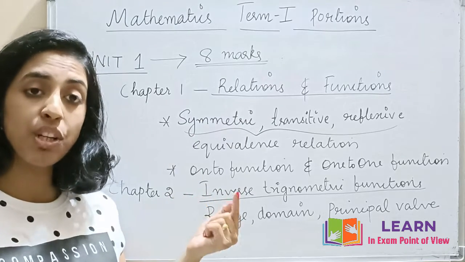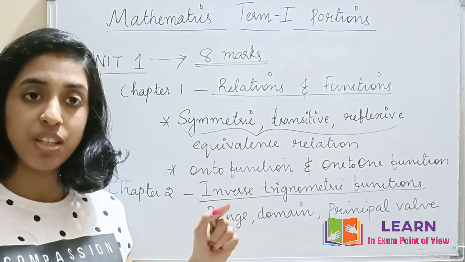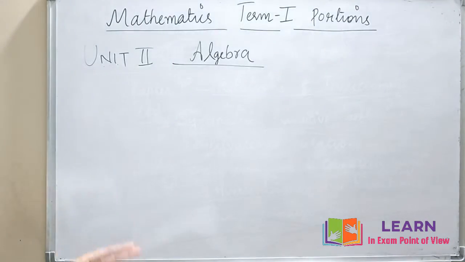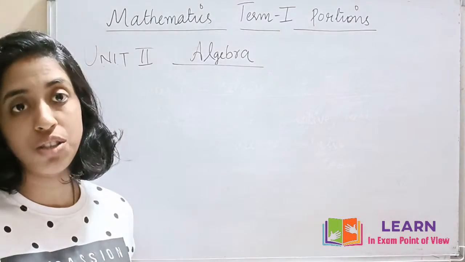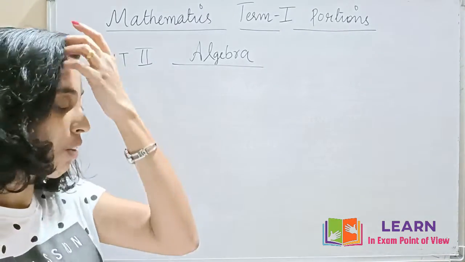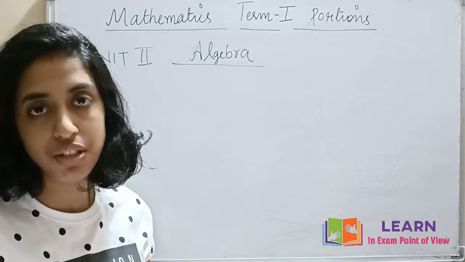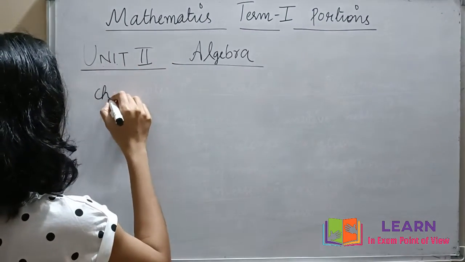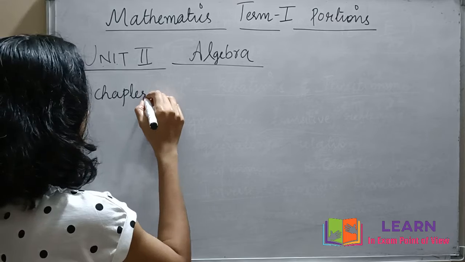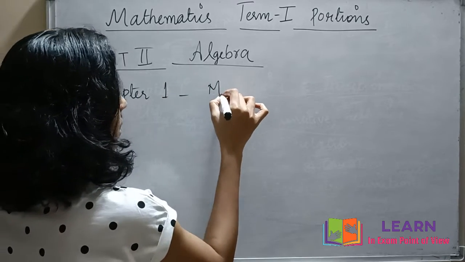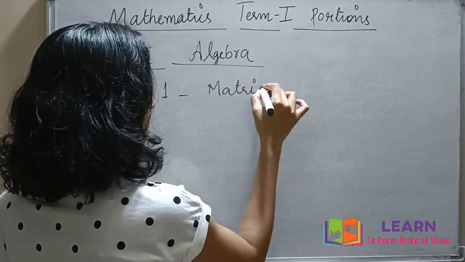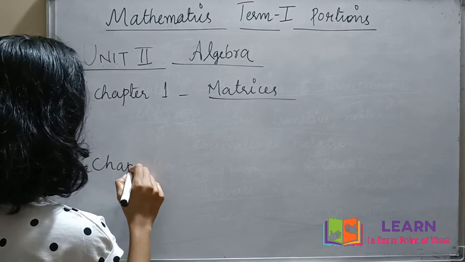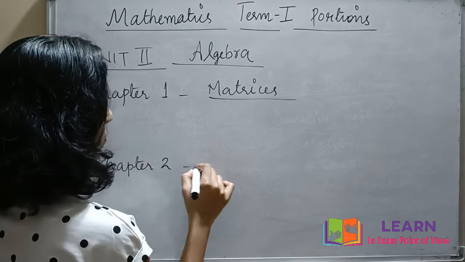Now next, unit 2: what chapters and what focus areas can we look at? Unit 2 is algebra. In that we have two chapters: matrices and determinants. Chapter 1 is matrices, which we discussed already. Chapter 2 is determinants.